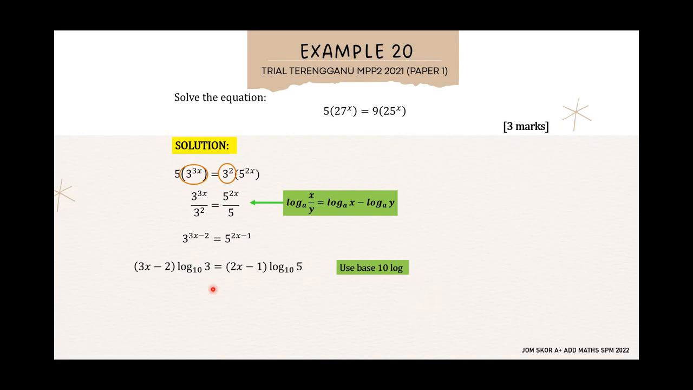Right, next. Kita akan expand bracket ni. Okay, kita akan dapat 3x log 3 base 10 minus 2 log 3 base 10. Expanding the bracket saja. 3x darab dengan log 3 base 10, 2 darab dengan log 3. Okay, sama juga on the right hand side, cuba benda yang sama. Expanding the bracket, so kita dapat 2x log 5 base 10 minus log 5. Okay, now kita ada dua base yang berbeza. 5 dan juga base 3.